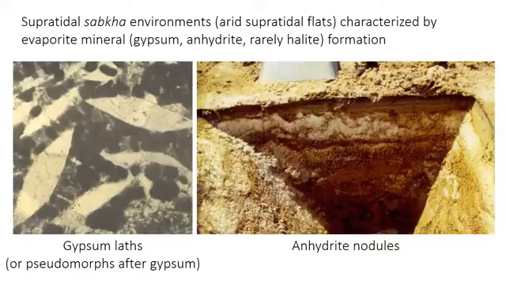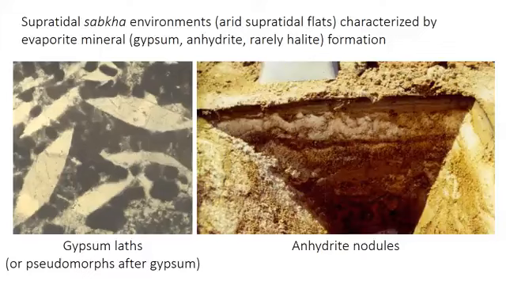Sometimes the supratidal part of a tidal flat can be very evaporative. In arid environments, the supratidal flats are given a special name, called a sabkha. It's after the Arabic word for salt flat. So a sabkha is characterized by high levels of evaporation, so that means that evaporite minerals, like gypsum or anhydrite or possibly even halite, might form. In many cases, the original mineral has been dissolved and replaced by calcite or something like that. The crystal void has been filled up by calcite.